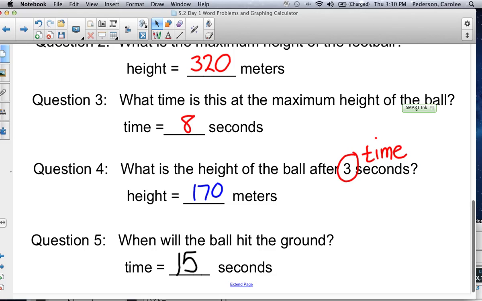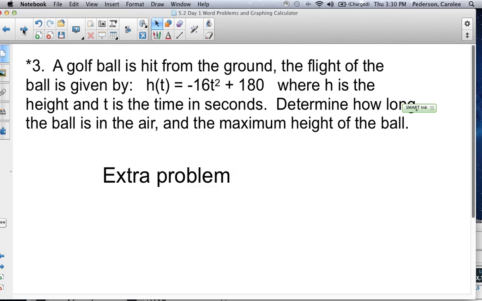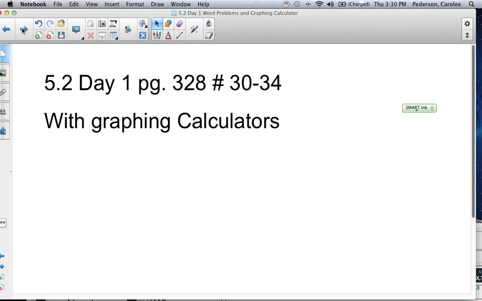If you'd like to see what your homework is, if you want to get started on it tonight, here it is. Page 328, problems 30 through 34.